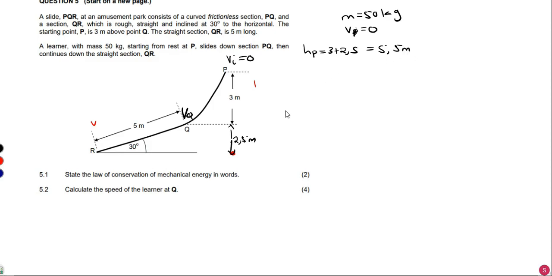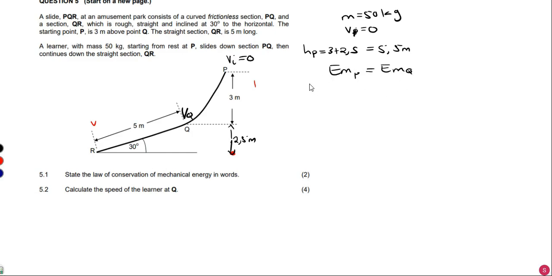So we can proceed to use the principle of conservation of mechanical energy because we know that PQ is a smooth, frictionless surface, meaning the system will be isolated. So the mechanical energy at point P is equal to the mechanical energy at point Q.